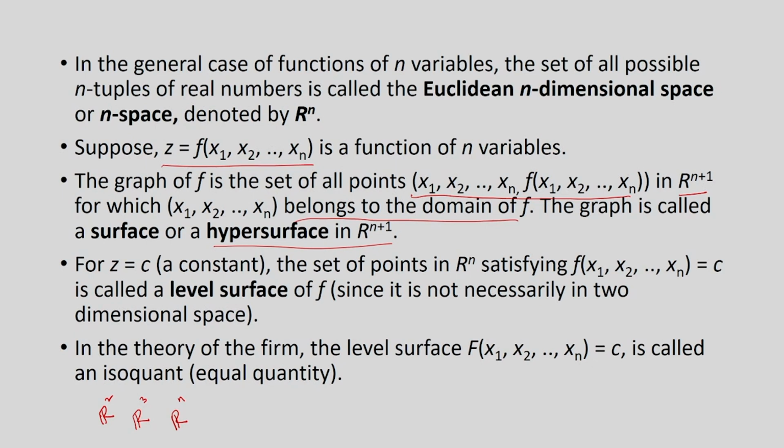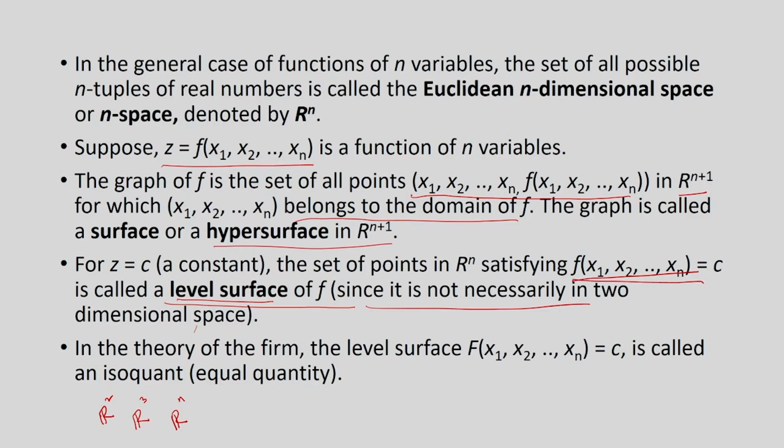For z equal to c, a constant, the set of points in R^n satisfying f of x1, x2, ..., xn equal to c is called a level surface of f. We are not saying that it is a level curve. If it is a curve, then we are saying that it is in 2 dimensions, but it could be more than 2 dimensions. Therefore, we are saying that this is a level surface of f. So, this is the general form of a level surface.